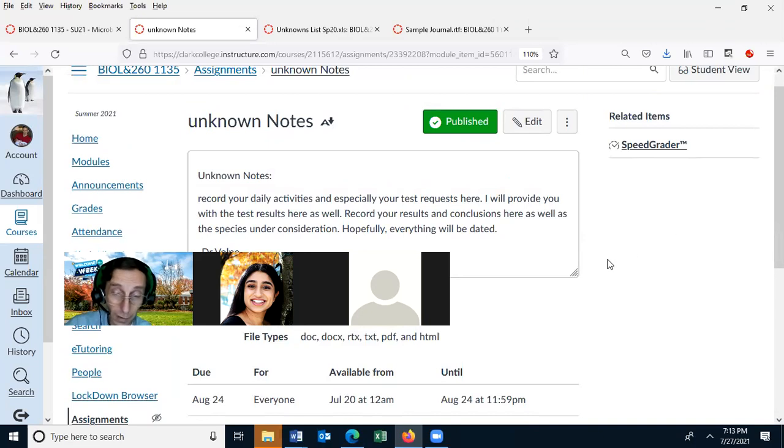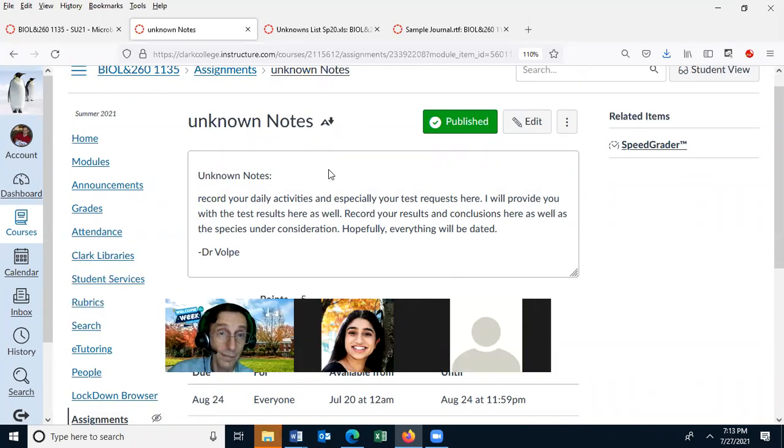If you want to put a comment in your paper, put it in your unknown document and then upload the document. You can have almost an infinite number of documents uploaded to your unknown notes page. Okay? Any question about any of that?